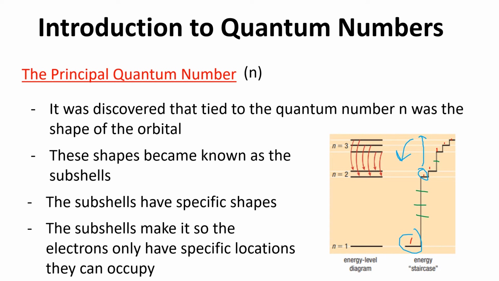So the subshells make it so electrons only have specific locations they can occupy, like I just said. It's basically like going up a staircase. So you're either on the stair or you're not on the stair. If it were a ramp, you could kind of be anywhere on the ramp. Like you could find your location. I'm here, I'm here, I'm here. But when it comes to our staircase, we're on a stair and there's no in between.